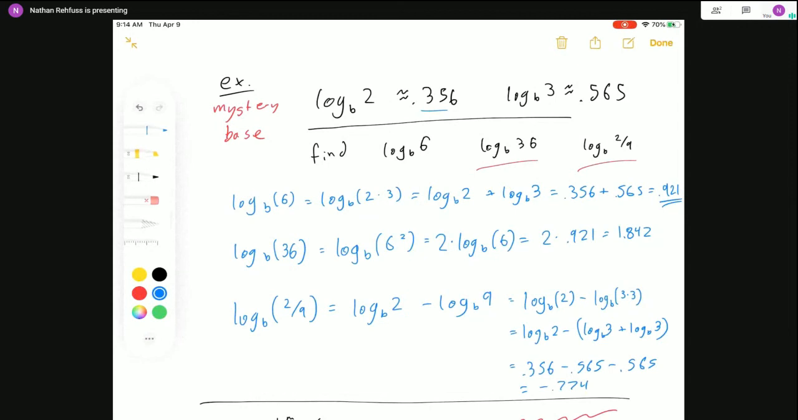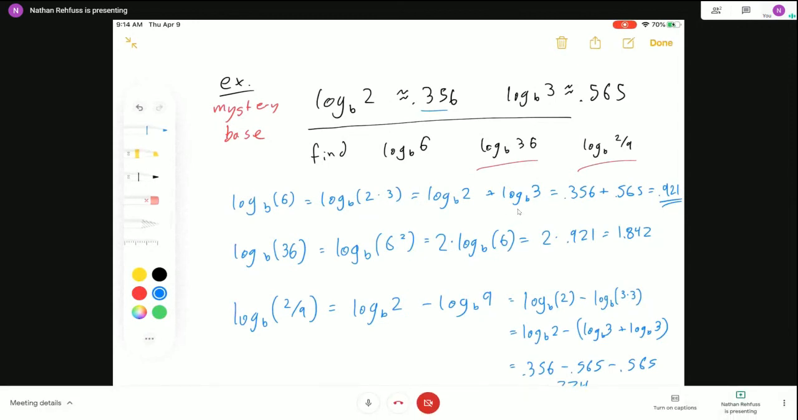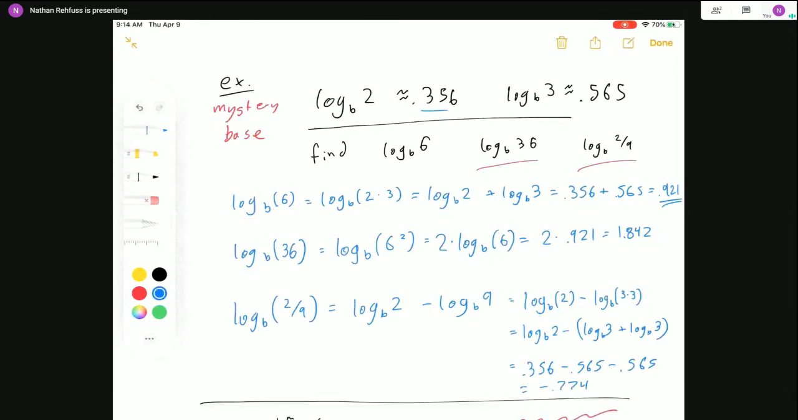So yeah, that's your log properties. So we have learned the 4 advanced log properties today. And these are going to be just indispensable as you're dealing with logarithms from here on out.